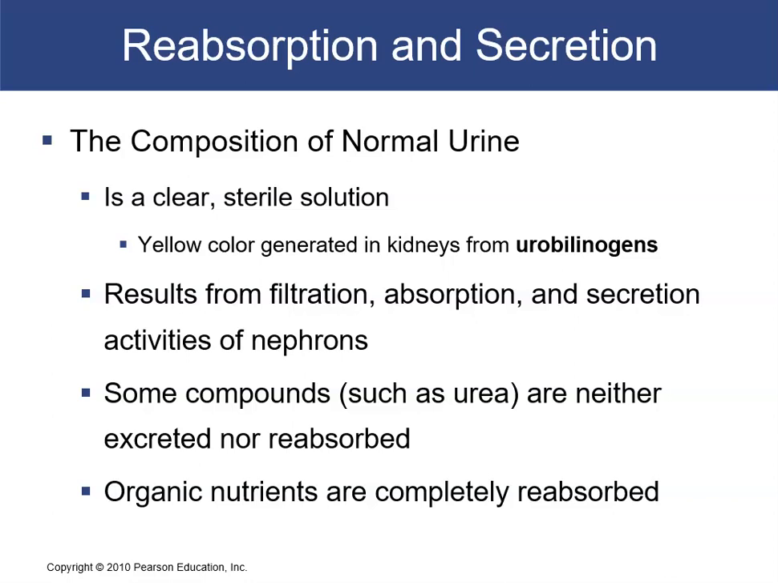The final urine is the result of filtration, absorption, and the secretion activities of the nephron that we have just talked about. Some compounds, such as urea, will be neither excreted nor reabsorbed. Organic nutrients will be completely reabsorbed and should not be present in the final product.